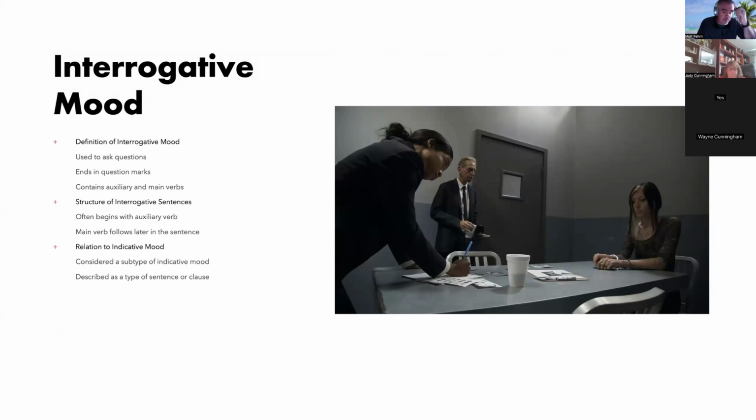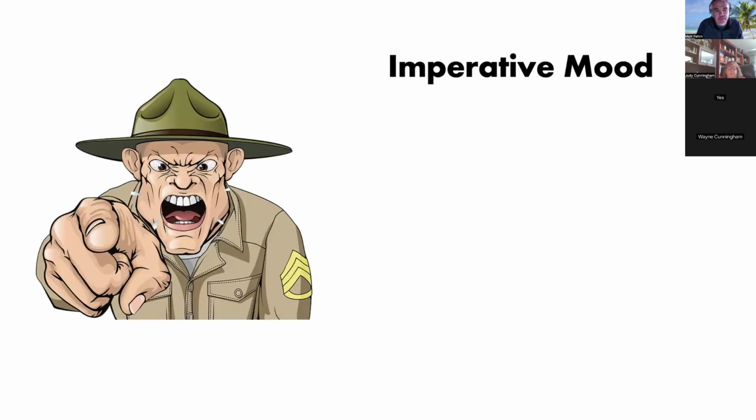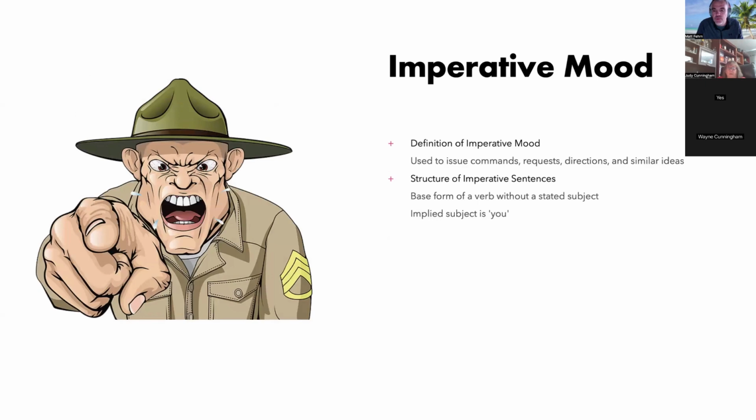The interrogative mood is just a part of the indicative mood used to ask questions. Often it begins with an auxiliary verb, and the main verb follows later. So if we go to examples: Why do raccoons eat? This costs how much? So it's a mood of questions, right? Imperative mood. And this will be pretty similar in Greek, used to issue commands, requests, directions, or other similar ideas.